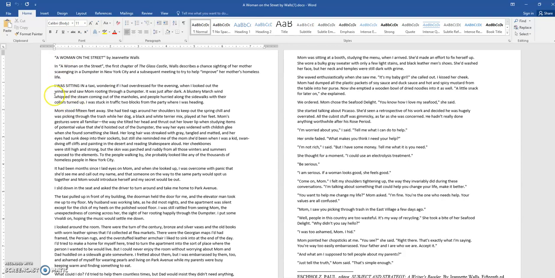And so she starts with, "I was sitting in a taxi wondering if I had overdressed for the evening when I looked out the window and saw Mom rooting through a dumpster. It was just after dark. A blustery March wind whipped the steam coming out of the manholes, and people hurried along the sidewalks with their collars turned up. I was stuck in traffic two blocks from the party where I was heading."